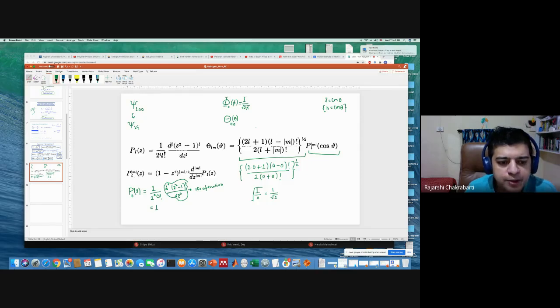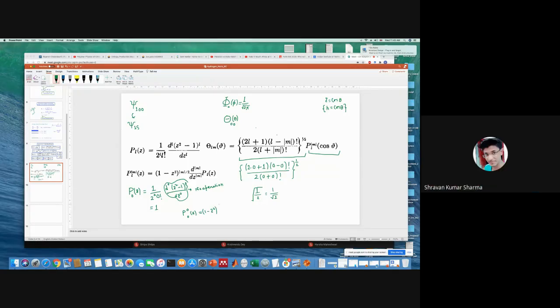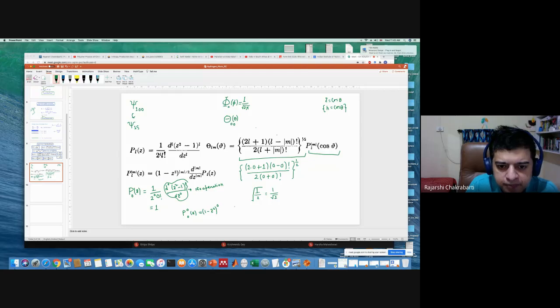And then I have to calculate PLMZ. For this orbital, I have to calculate P0, 0, Z. What is the answer? 1 minus Z square, to the power 0 by 2, which is 0.